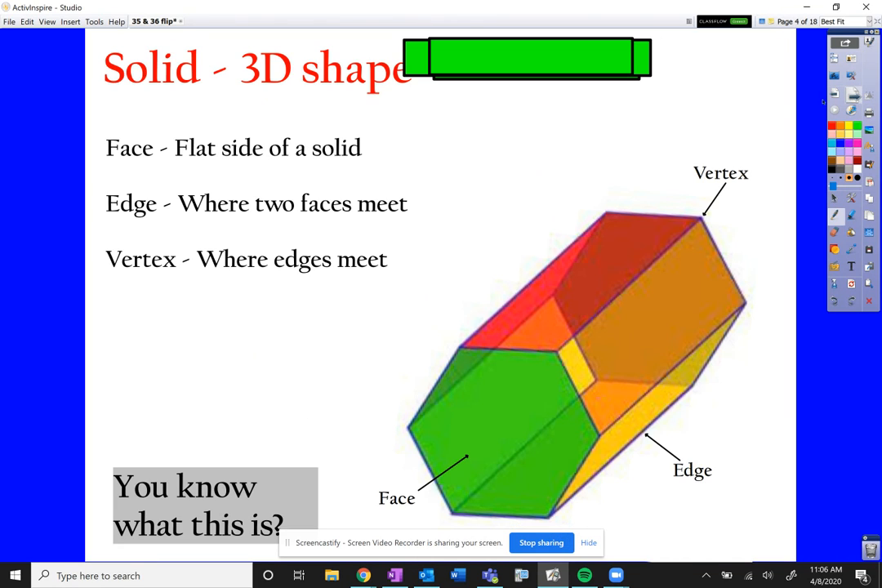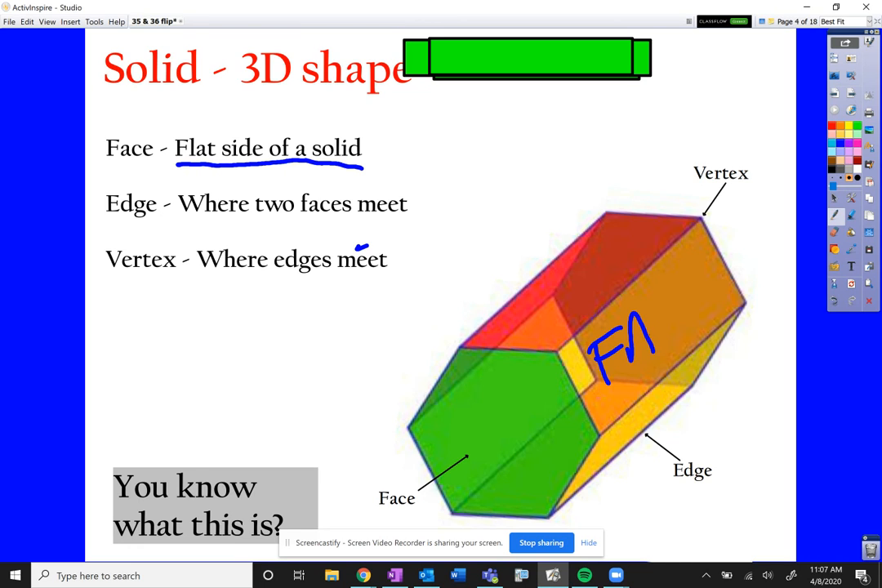A couple things that we need to know is that we need to know all these different parts of a solid. Okay, so a solid is a 3D shape. A face is going to be the flat side of a solid. So think about a cereal box. Think about a Cheerios box. A face is going to be that, boom, that front side. That whole Cheerios logo with the yellow, the pictures on it. Okay, that's called a face.